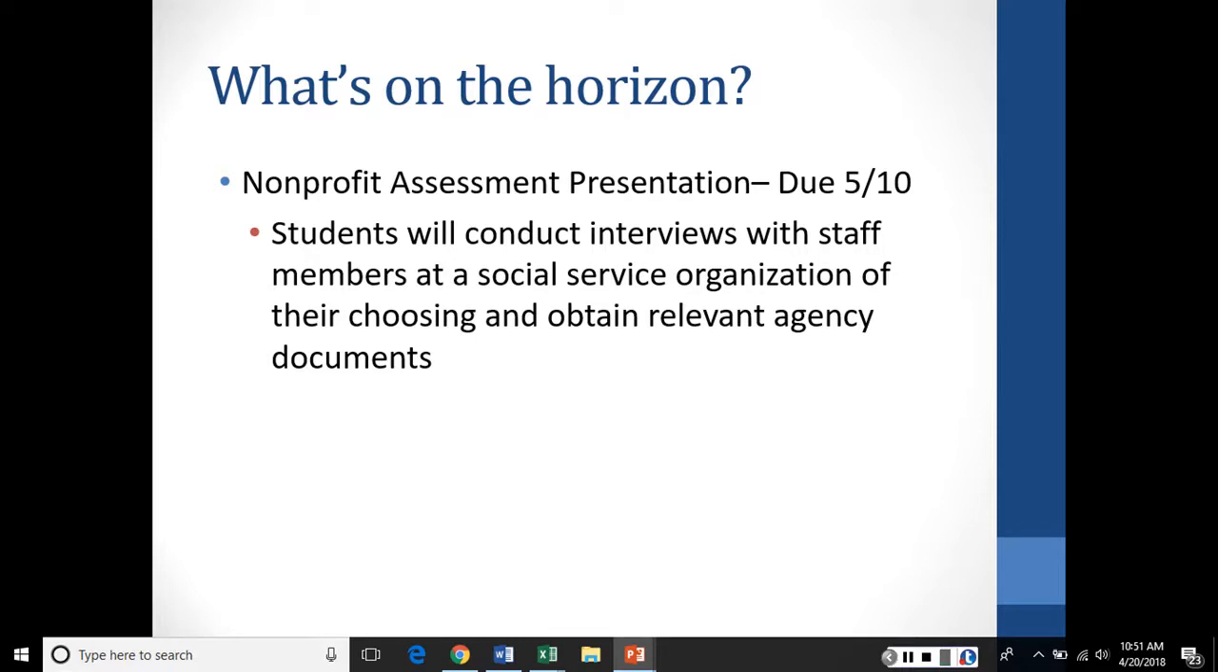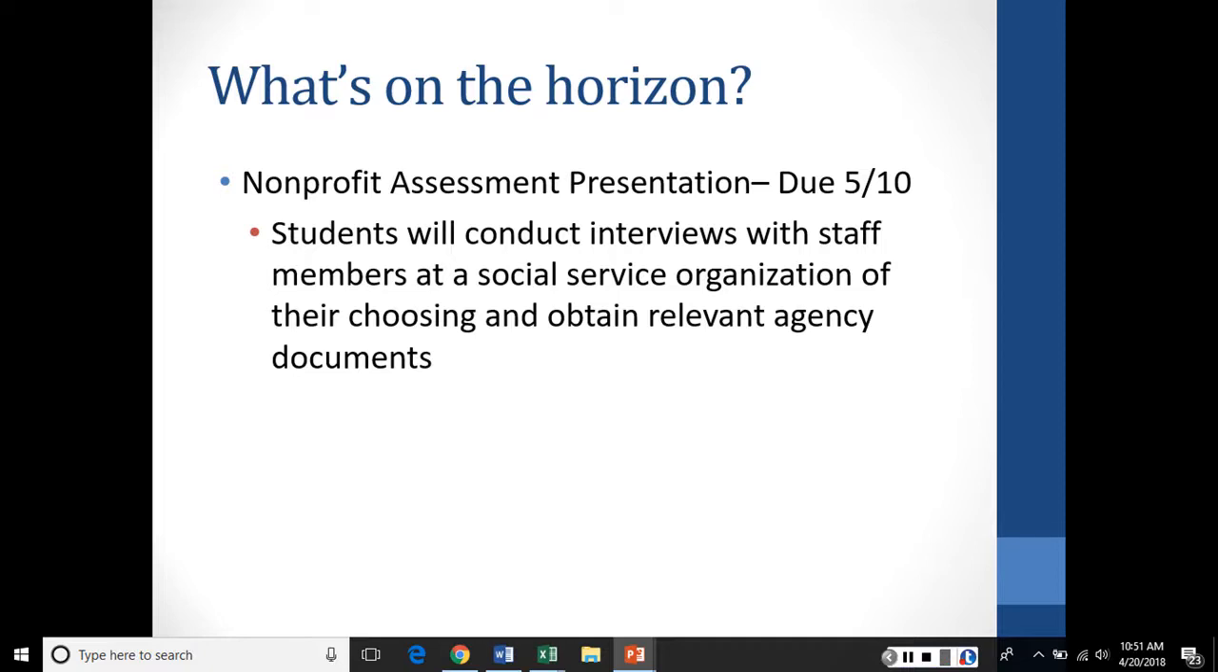We have one major assignment left. It is the nonprofit assessment presentation. It's going to be due on May 10th. As part of this, students will conduct interviews. Students are going to pick a social service organization. From the organization, they're going to obtain various agency documents, and they're going to need to conduct interviews.